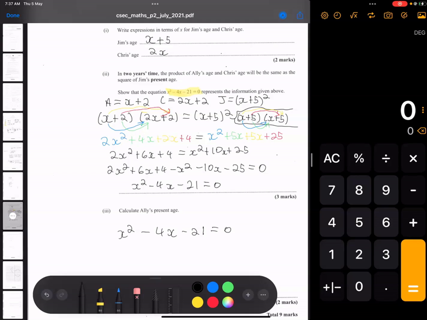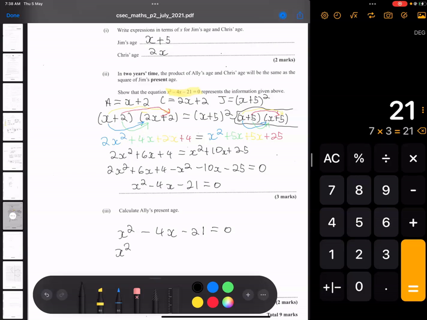So we're going to factorize a little bit. To factorize this, we're going to rewrite negative 4x using the factors of 21. So 7 times 3, so 3 times 7 gives us 21. Let's just check that. Yes, 7 times 3 gives us 21.